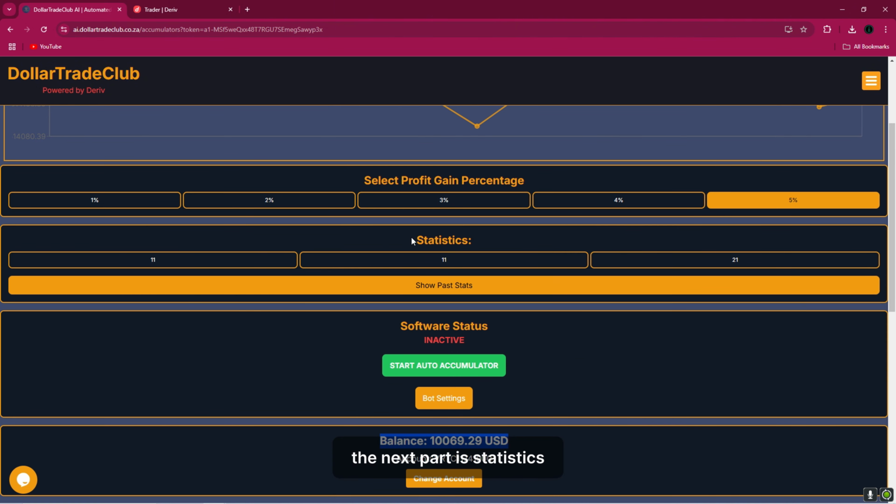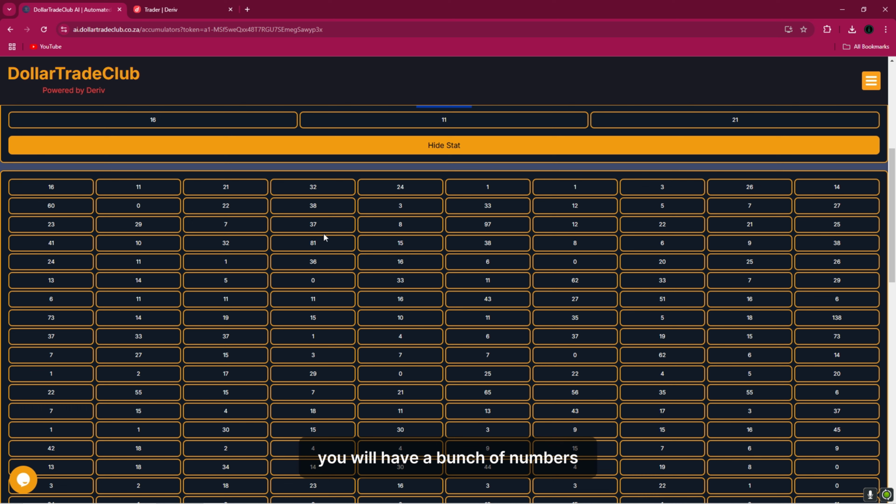The next part is statistics. So if you have a look right here, you will have a bunch of numbers. You can go ahead and look at the pair, how it's performing, and if you see many low numbers, that means you don't want to be trading that pair. But in our case, as you can see, the recent trend was high numbers. So let's just go ahead and hop into that.